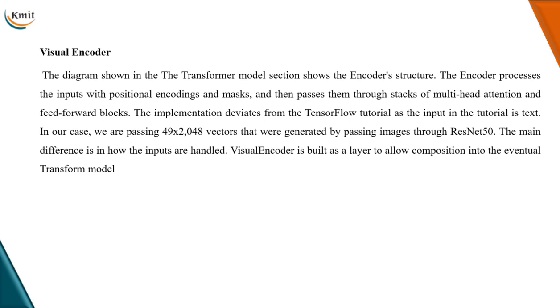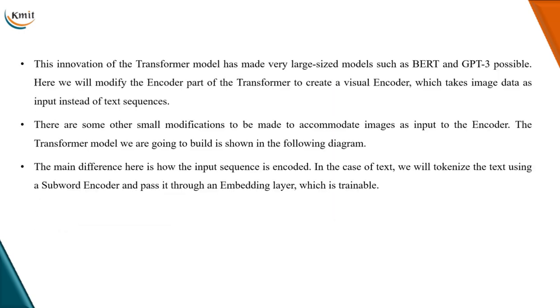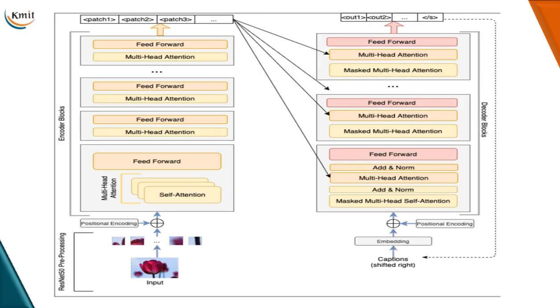Next, as you have seen in the diagram in the transformer model section, when you look into the encoder structure, the encoder processes the inputs with positional encoding and masks and then passes them through stacks of multi-head attention and feed forward blocks. The implementation here deviates from the TensorFlow tutorial, as the input is different in the tutorial by default. In our case, we are passing 49 by 2048 vectors that are generated by passing the images through the ResNet 50 architecture.